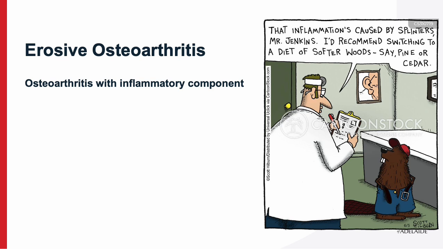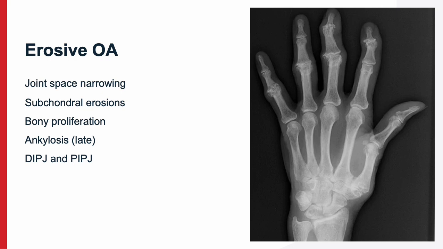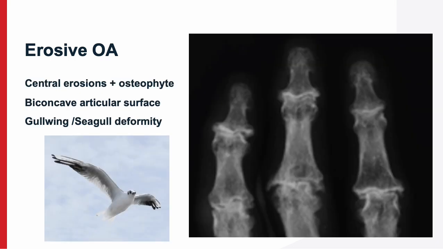This is osteoarthritis with an inflammatory component. Classic X-ray features are joint space narrowing, subchondral erosions, bony proliferation, ankylosis can occur late, and the classic distribution DIPJ and PIPJ. So the central erosions and osteophytes cause a classic X-ray appearance. And so you get this biconcave articular surface. And so you can see here, causing a gull wing deformity. So this is that kid's depiction of a bird.